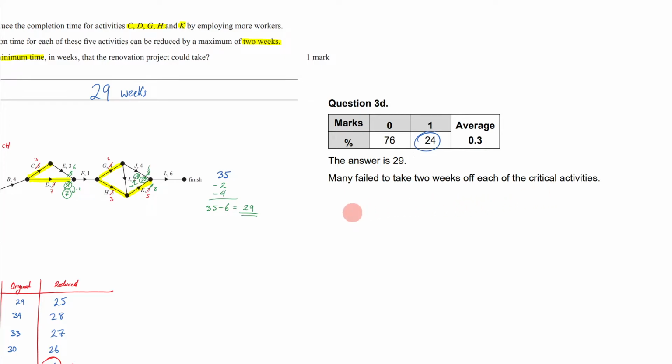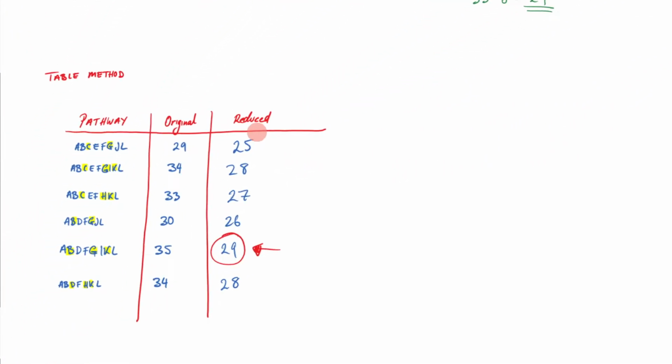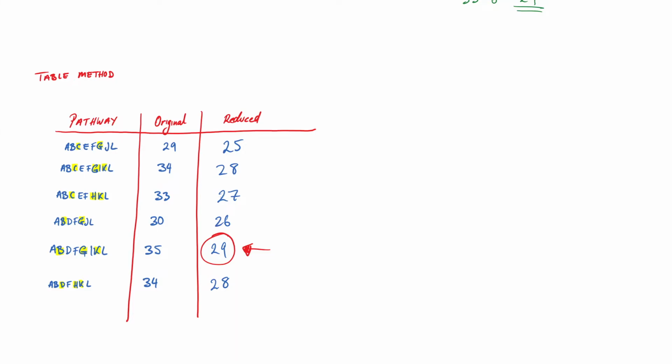Okay, so if you remember, if we look at our table method, our original critical path was none other than this one right here at 35 weeks, right? Well, if you just took 2 weeks off these three critical activities, B, G, and K, which we can reduce by 2, you're going to end up reducing 35 by 6, which gets you to 29. So it just so happens that our critical path remains the same.